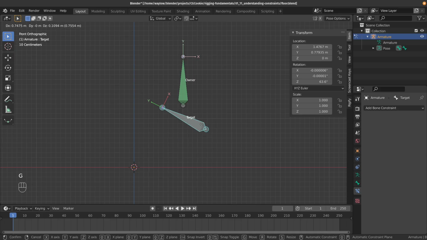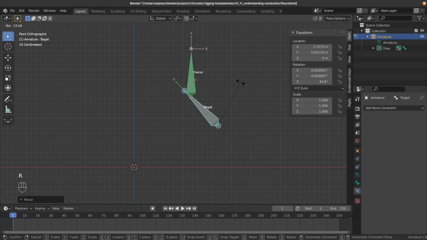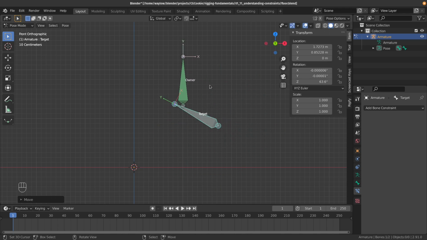And just to prove that it's going to always follow that rotation, if I rotate here, you'll see it kind of sticks on that line, that imaginary line, although when we get over, it's going to flip back to say, yes, I'm in a position that I am allowed to be. So that is the floor constraint.